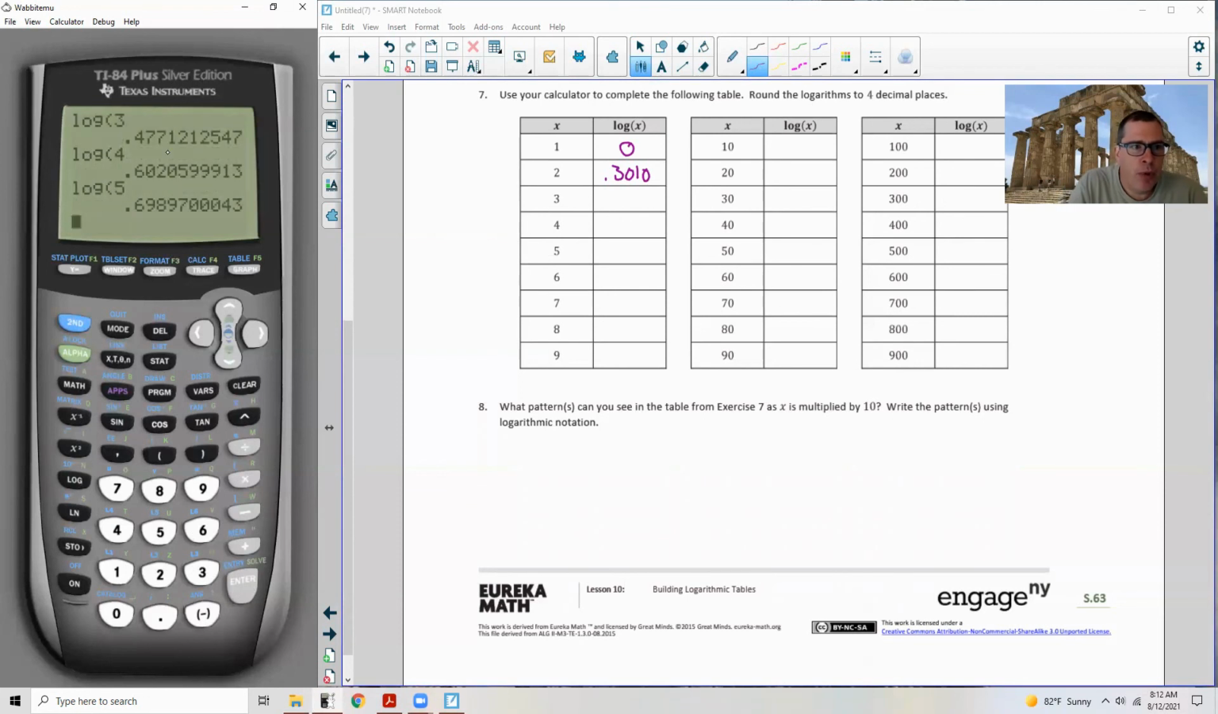So 3 was 0.4771. 4 is 0.6021, and 5 is 0.6990. So in this one, the 7 made the 9 a 10, so that's 9. Okay, so rounding up. So we're going to continue this process, but I'm not going to do this on screen. I'll just come back when it's full.